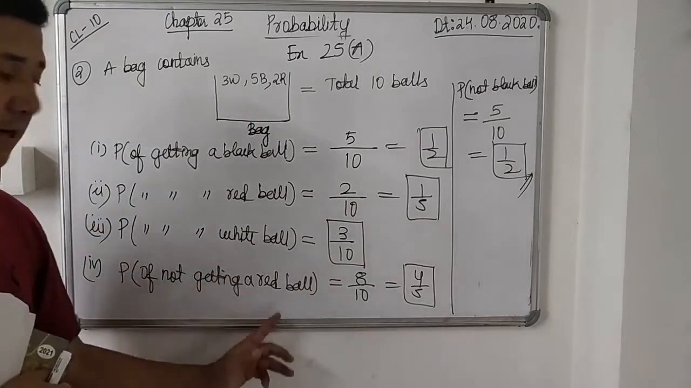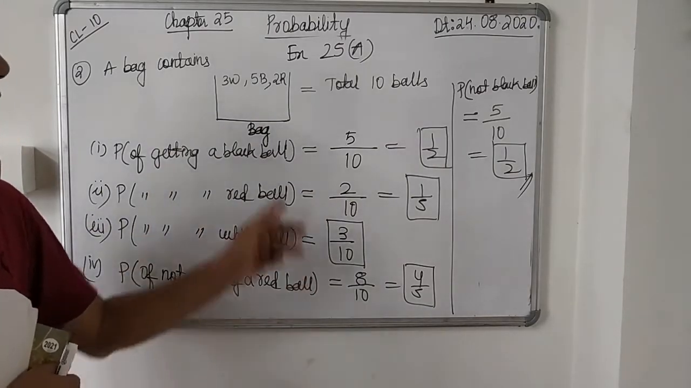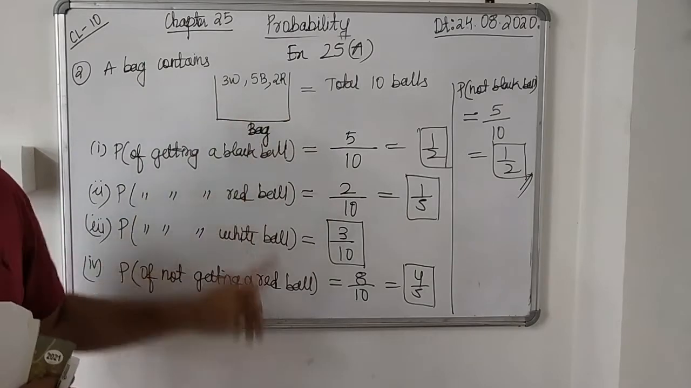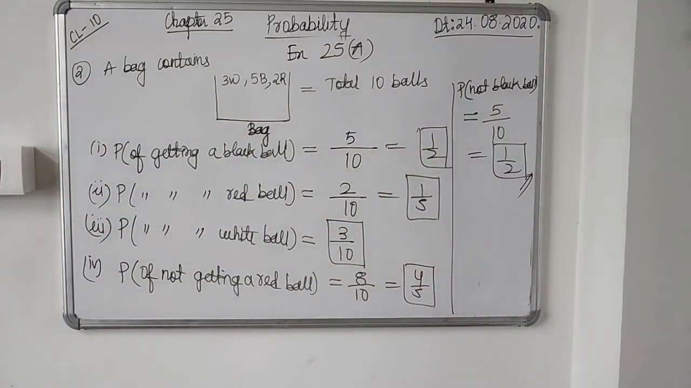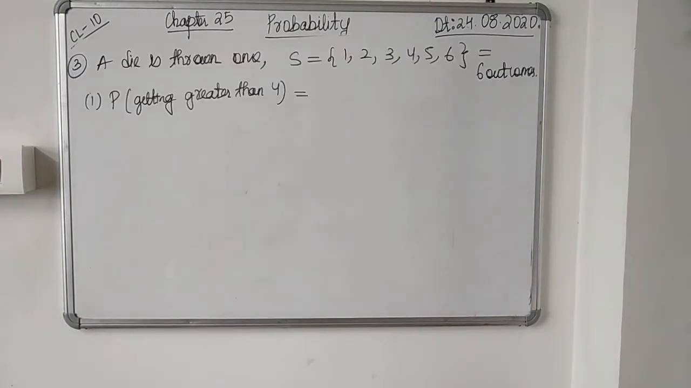Not getting a red ball. Not red. So except red, this is 2. Not black, except black, this is 2. And divide it and you will get the answer. So pause the video, note it down.